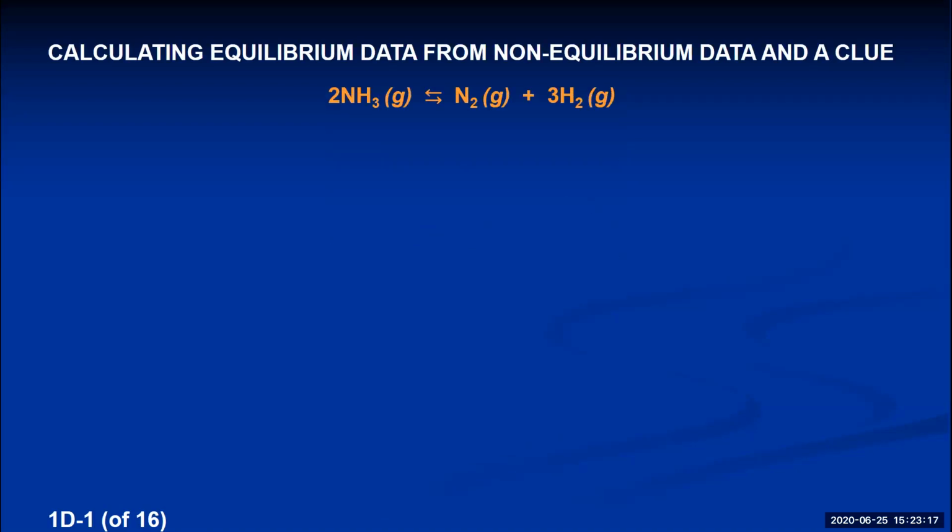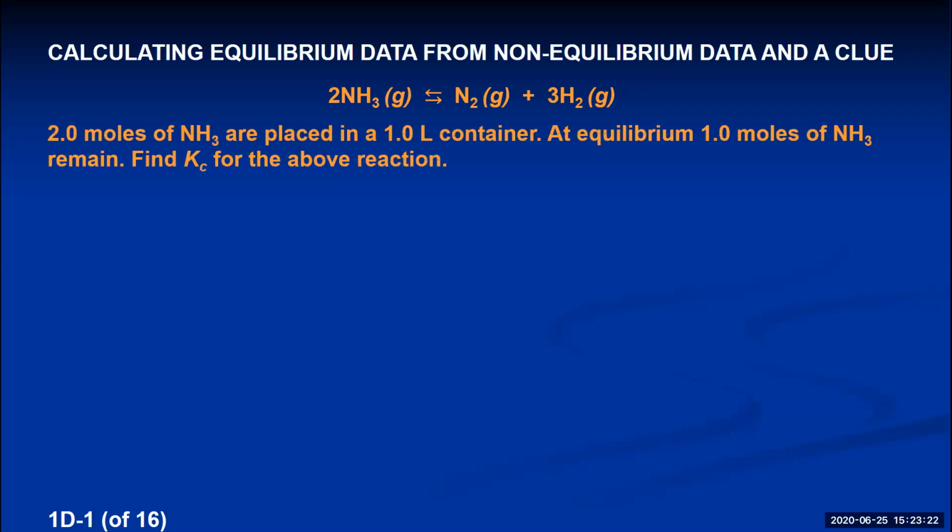If we take the decomposition reaction of ammonia, where ammonia turns into nitrogen and hydrogen, let's say 2.0 moles of ammonia are placed in a 1.0 liter container. At equilibrium, 1.0 moles of ammonia remain. Find Kc for the above reaction. So we're given non-equilibrium data right at the beginning. 2 moles of NH3 are placed in a 1 liter container. We want to calculate an equilibrium constant, which is based upon the equilibrium molarities of the products to the reactants. So we're looking for equilibrium data.